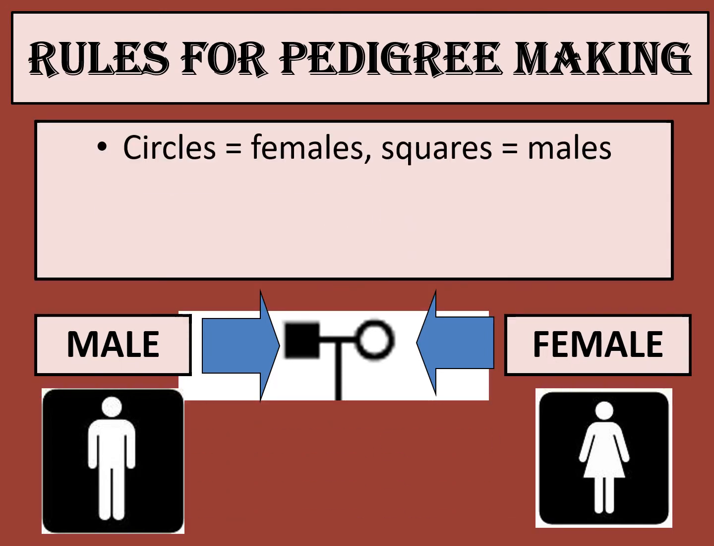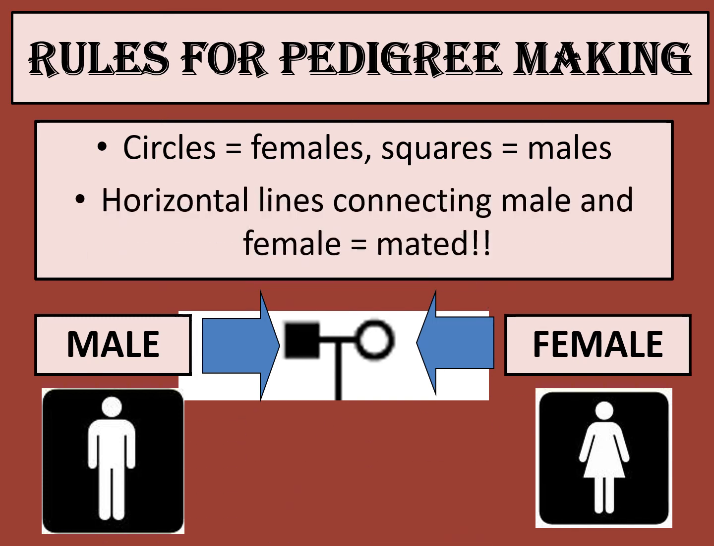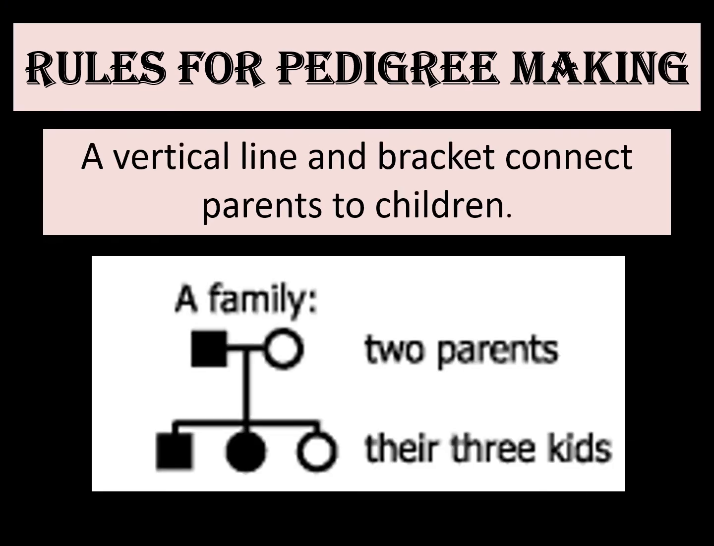The rules for pedigree making are quite simple. If you are a female in the family that you are tracing, you are represented as a circle. And if you're a male, you are represented as a square. When you draw a horizontal line connecting the male and the female, and then you drop a line down from that, that means they mated, so they had offspring. And you can diagram those on the next line down. Dropping the vertical line down from the horizontal one indicates that the parents had children.